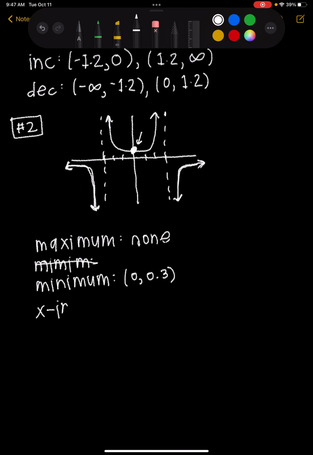Now we're going to do our x-intercepts. Can you see anywhere where it crosses the x-axis? No. These lines on the left and the right get really close to the x-axis, but they never actually cross it. And so this would be a none.